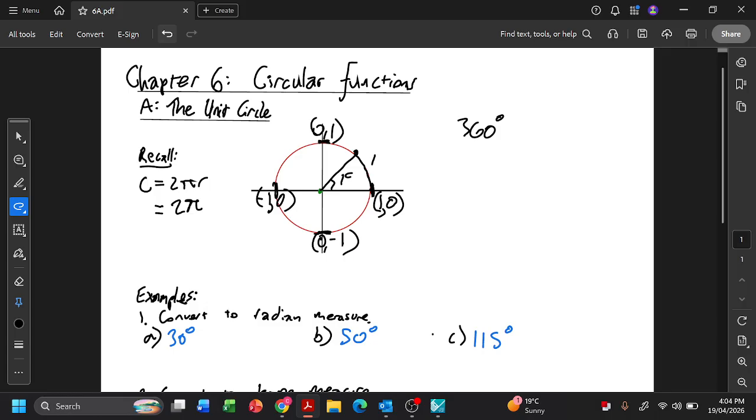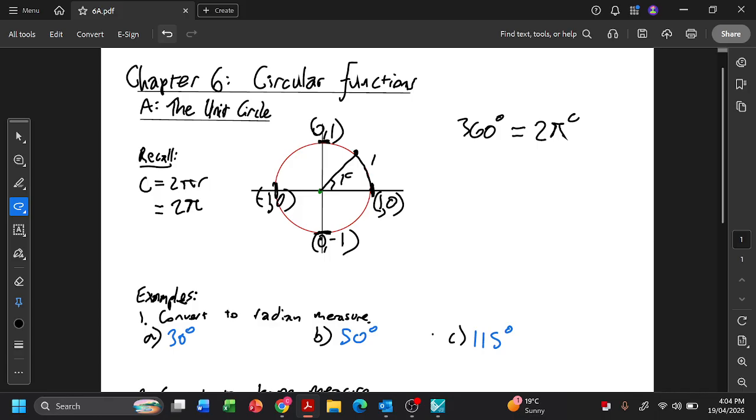Now, because there is this one-to-one correspondence between distance around the outside of a circle and radians, we can say that if the distance around the outside of the circle is 2 pi, then the total angle of one revolution is going to be equal to 2 pi radians, which is to say that 360 degrees is the same as 2 pi radians. And this is a really useful fact that we can use in various applications going forward, which we'll get to. Right now, we're just going to be focusing on how we convert between degrees and radians.